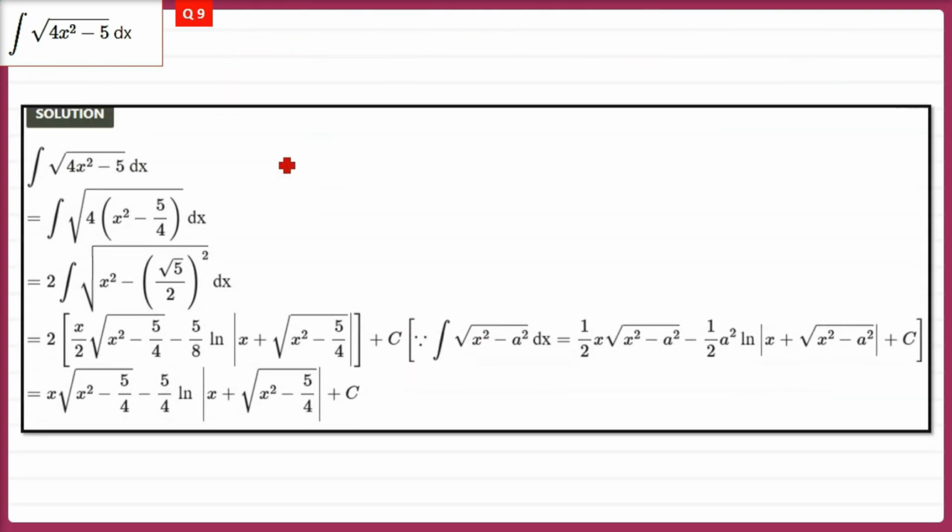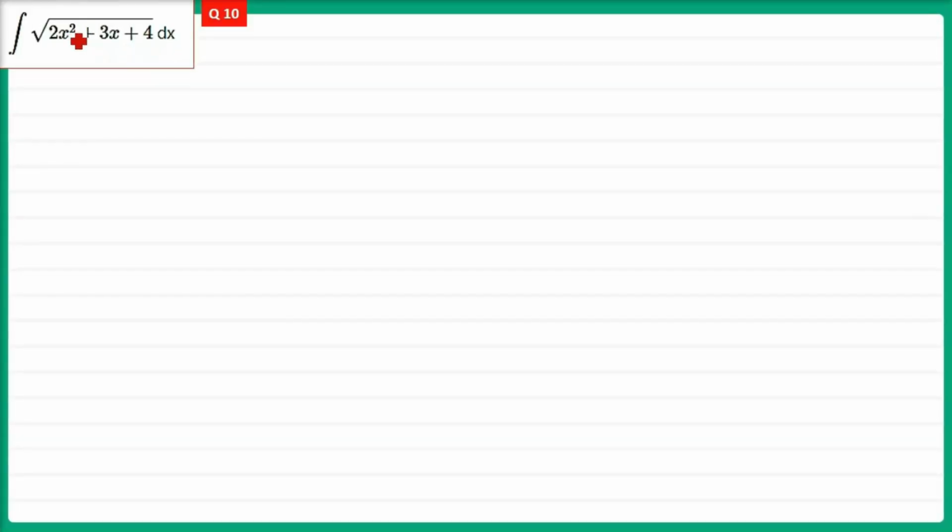Alright, so let me show you the reference also. It's important for 2x square plus 3x plus 4. So this is inside a root. So we don't need anything in front of x square because we want to make it as a perfect square.